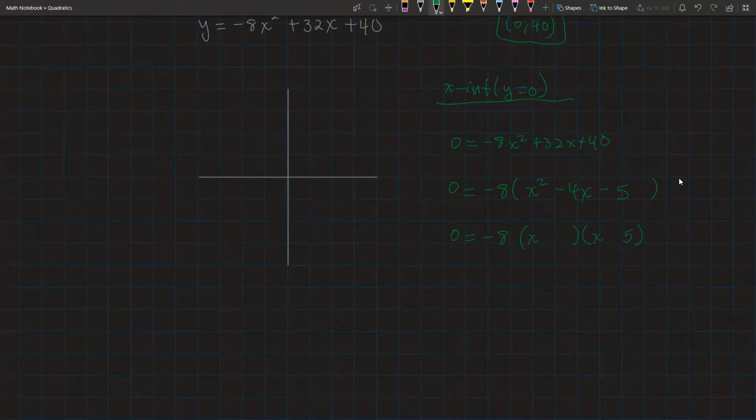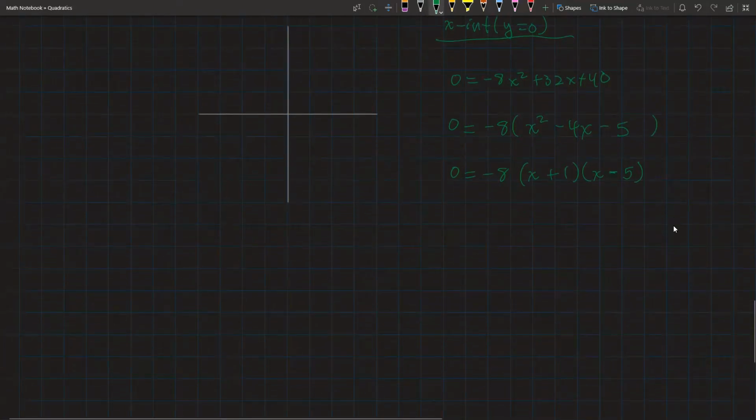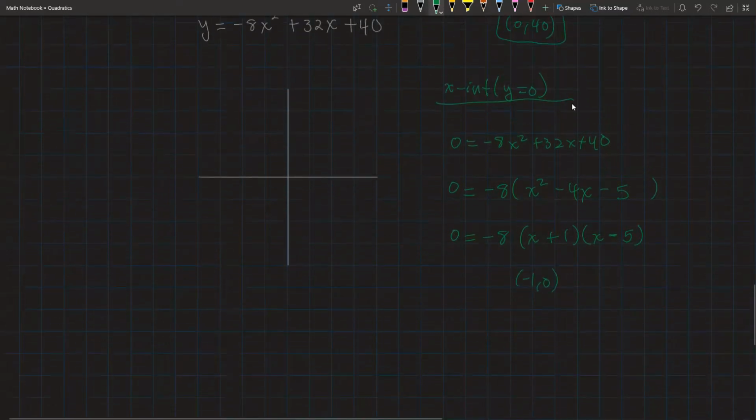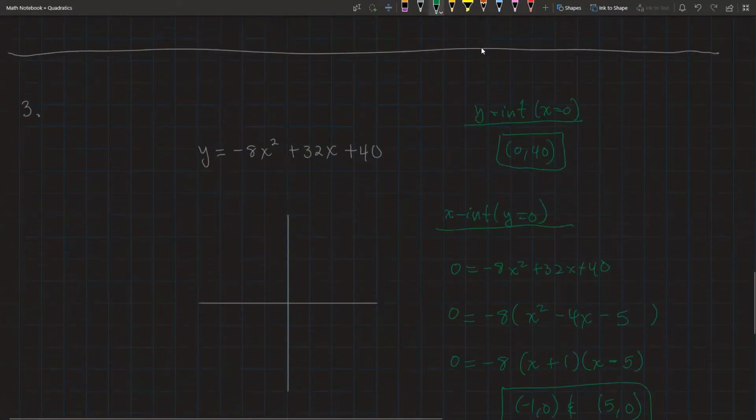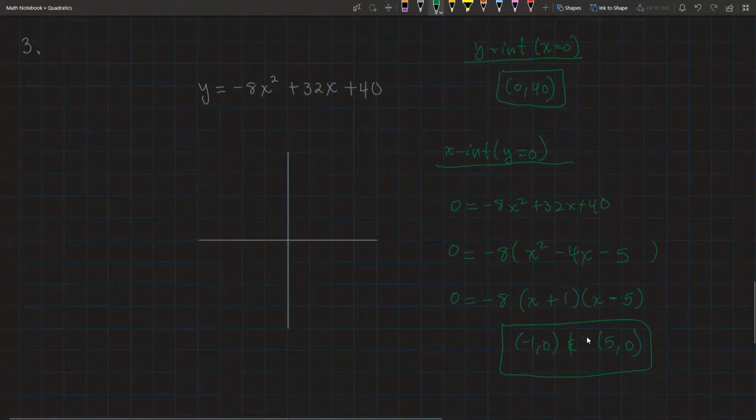It's got to be some form of 5 and 1. Only if we have negative 5 and positive 1. Double check that. So we know that the x-intercepts are going to be negative 1 comma 0, because remember the y value was 0, and 5 comma 0. We have the y-intercept. We have the two x-intercepts. Let's start plotting some things then.